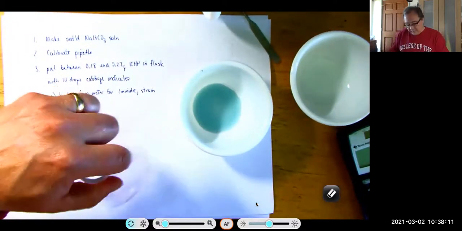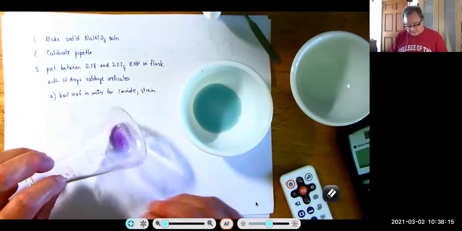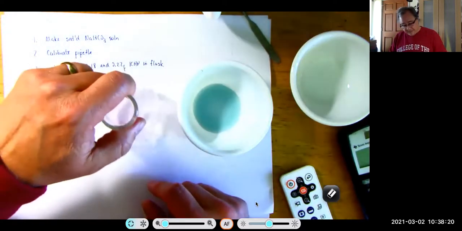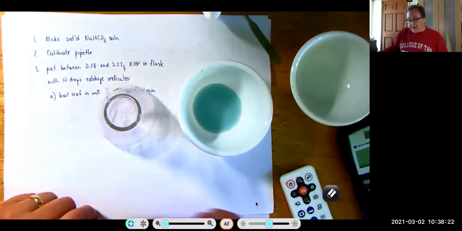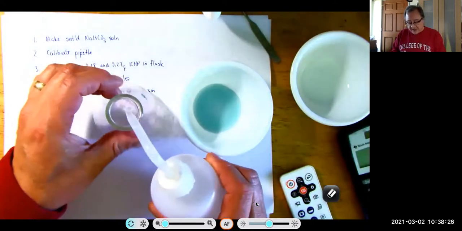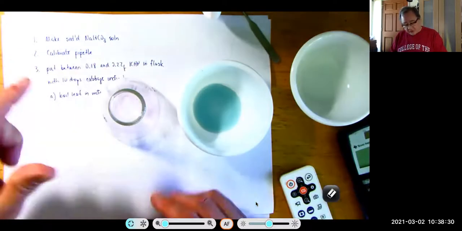So here, if you have no patience, you should just pack it in and go home because it's over. You'll not be able to do this lab. You have to have patience. Now, if you want to, you can add a little bit of water to rinse down the sides, but don't add too much because you dilute the color and it's harder to tell the color.